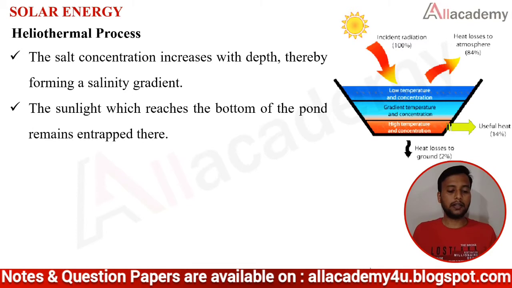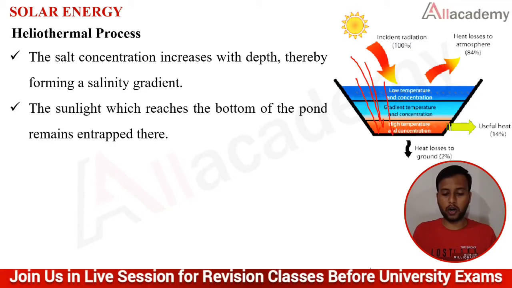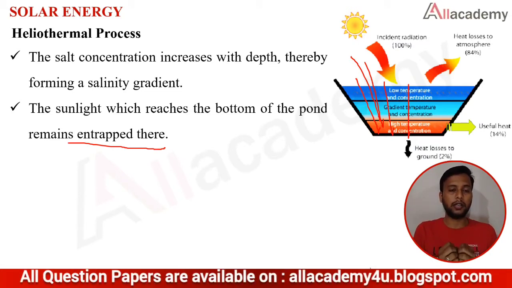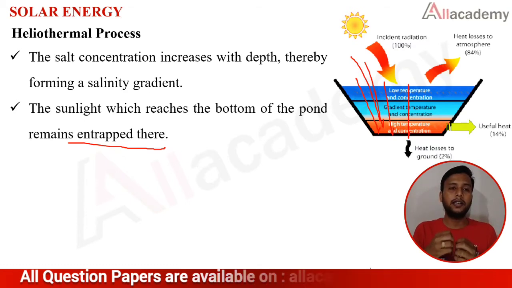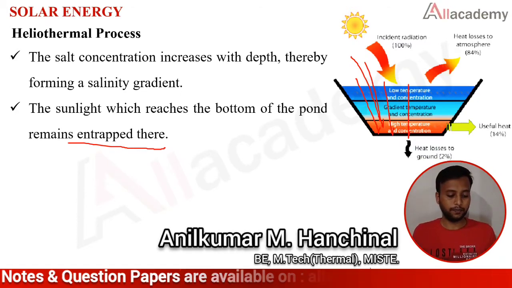Now the sunlight which reaches the bottom of the pond remains entrapped there. Whatever sunlight falls on the surface and reaches the bottom is entrapped there itself, because the sunlight is absorbed by the water, but due to the higher density of this salt water, it does not flow upwards or move upward.